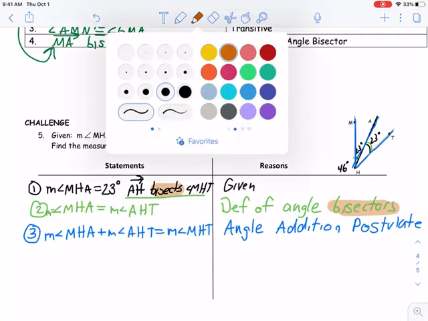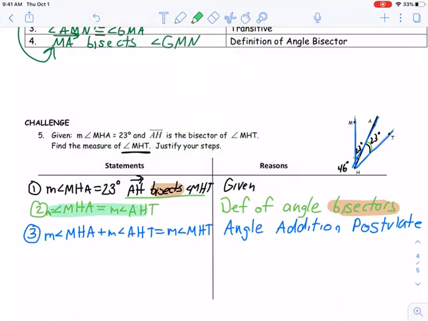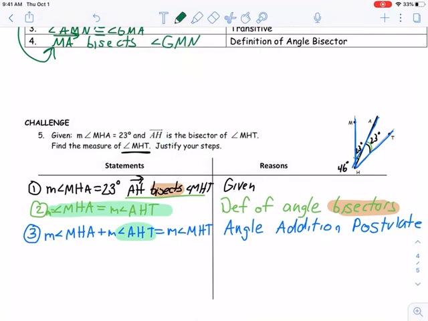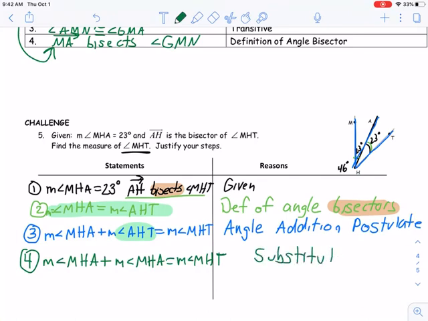Next, realize that they equal each other, so I can substitute it in. When something equals something, I can substitute it in. So I'm going to get the measure of MHA plus the measure of angle MHA equals the measure of angle MHT. And that was substitution.